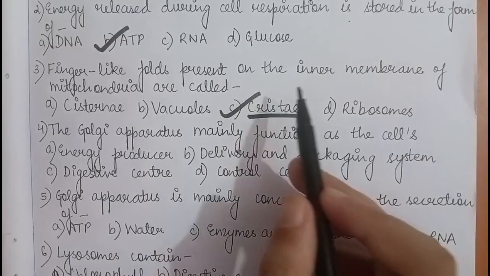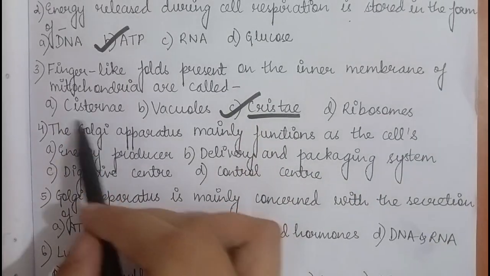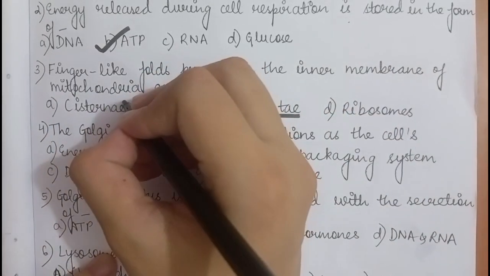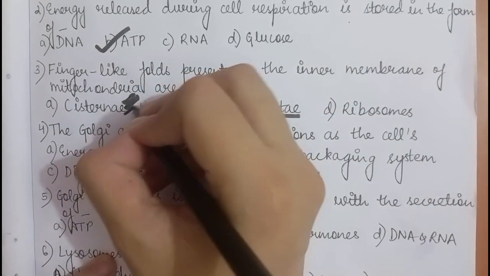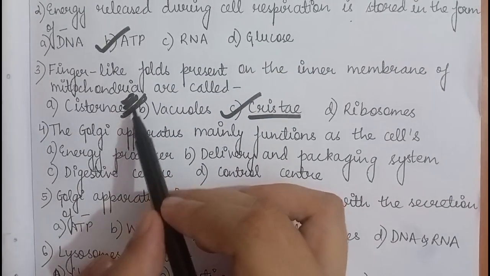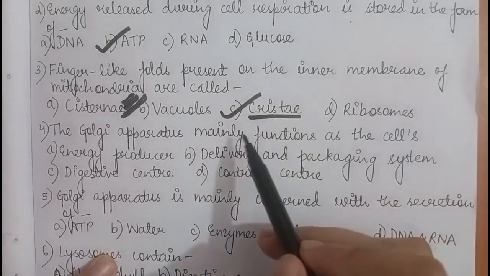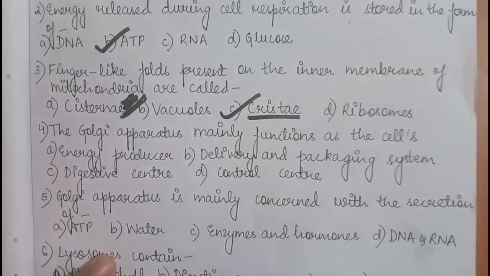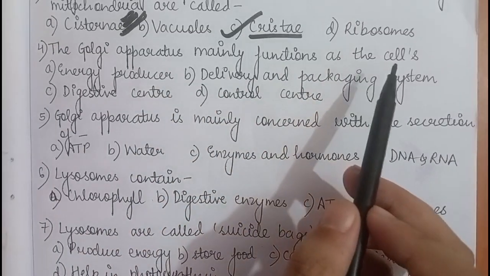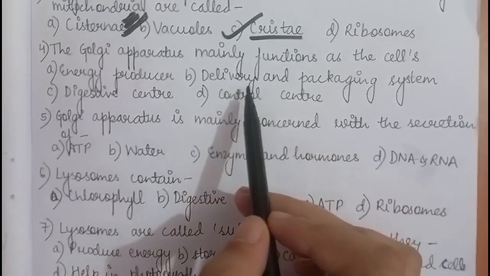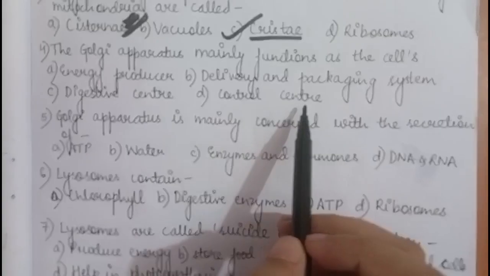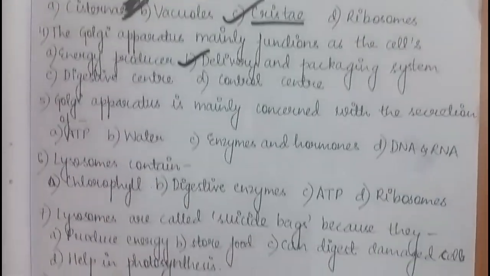Remember, cristae are present in mitochondria, and cisternae are present in Golgi bodies. This was the structure which was present in Golgi. So this structure is known as cisternae in the case of Golgi bodies and cristae in the case of mitochondria. Now, the Golgi apparatus mainly functions as the cell's energy producer, no. Delivery and packaging system, yes. Digestive center, no. Control center, no. So option B is correct.